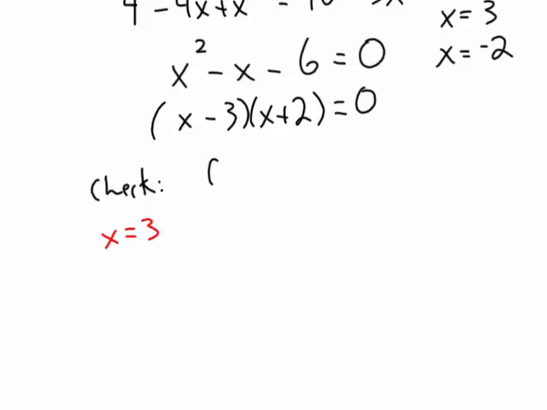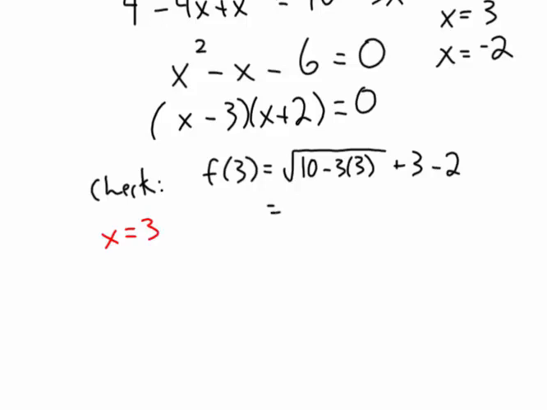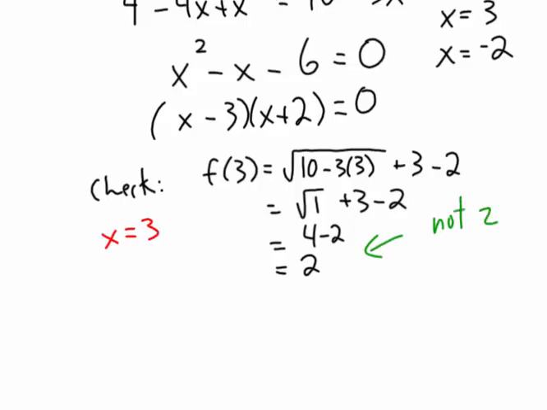So to do the check, all we have to do is take our original function and put in 3. And if we get 0, then we know it's an intercept. Well, we just go to our root and replace the x's with 3, like so. All of our x's became 3, and the square root of 10 minus 9 becomes root 1 plus 3 minus 2, which of course is 4 minus 2, which equals 2. And this is not 0.